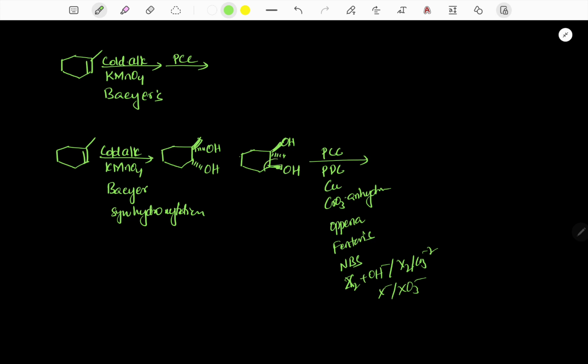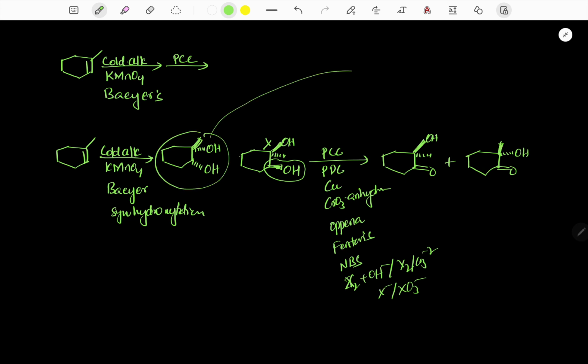So here what happens, secondary alcohol undergoes oxidation, tertiary alcohol will not be affected. Therefore the corresponding product is ketone, OH above the plane, methyl below the plane, plus another compound, ketone, OH below the plane and methyl above the plane. So when this undergoes oxidation, it forms the corresponding oxidized product.